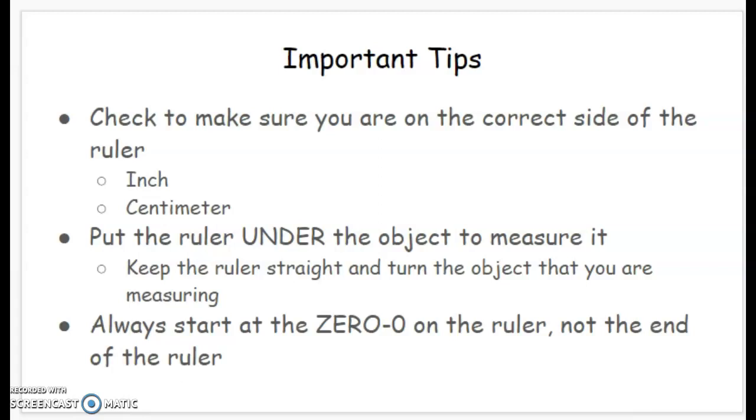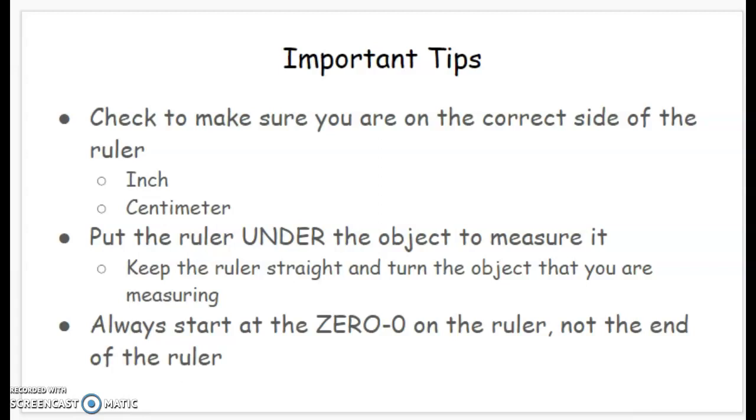All right, on this slide, I'll talk about important tips. So, important tips to remember is to check to make sure you're on the correct side of the ruler. If you're measuring in inches, you want to make sure you're on the inch side. If you are measuring in centimeters, you want to make sure you're on the centimeter side. So you just turn the ruler around to pick the side. And then it says put the ruler under the object to measure it. You want to keep the ruler straight and turn the object.